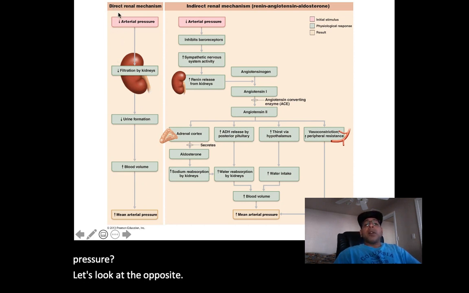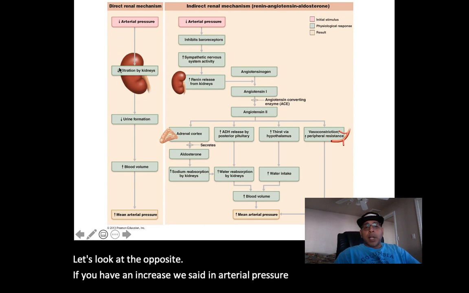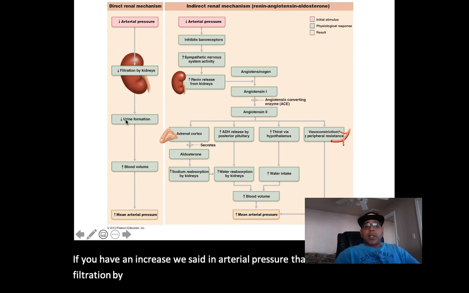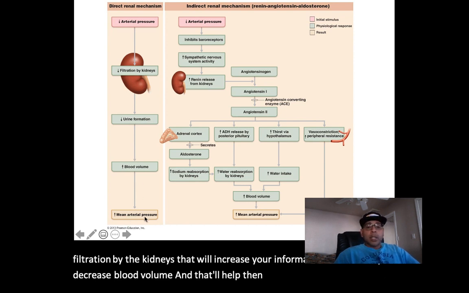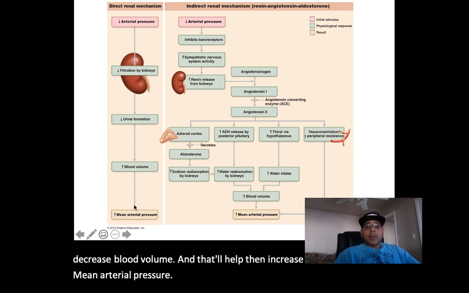Let's look at the opposite. If you have an increase in arterial pressure, that'll increase the filtration by the kidneys. That'll increase the urine formation. That'll help decrease blood volume. And that'll help then decrease mean arterial pressure. So the opposite.